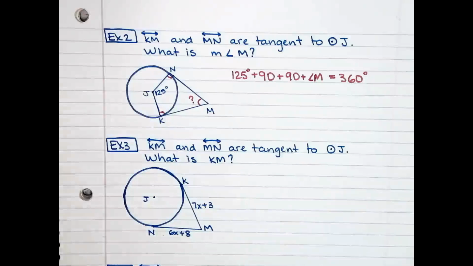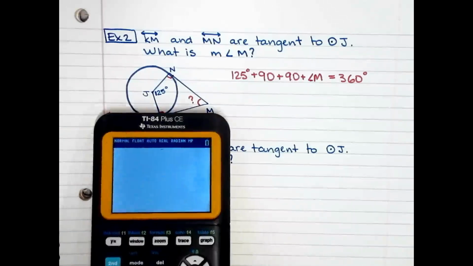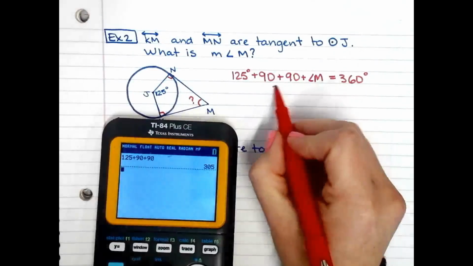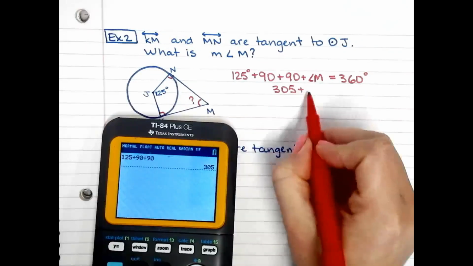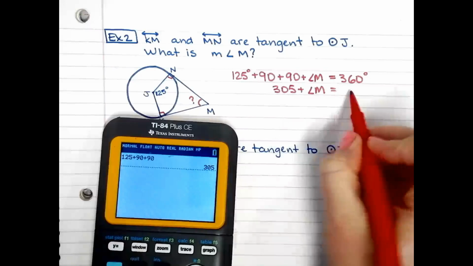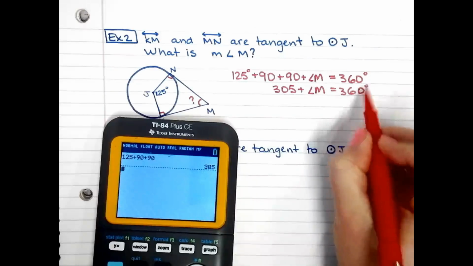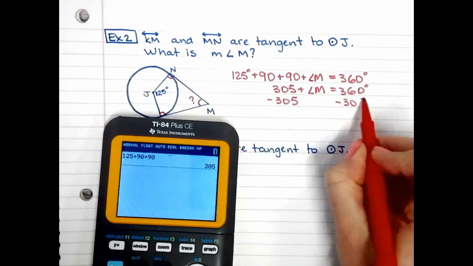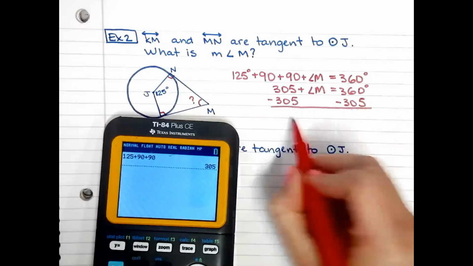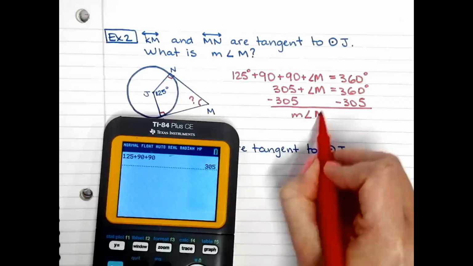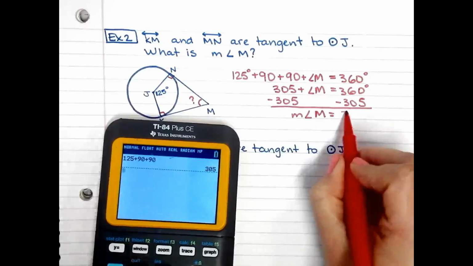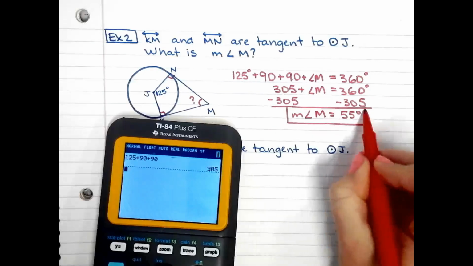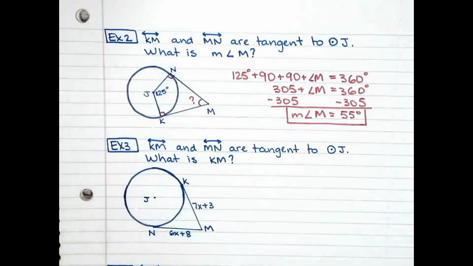So we have 125 plus 90 plus 90. I have 305 plus the measure of angle M, equals 360. Minus 305 from both sides, I have the measure of angle M is 55 degrees. Too easy.